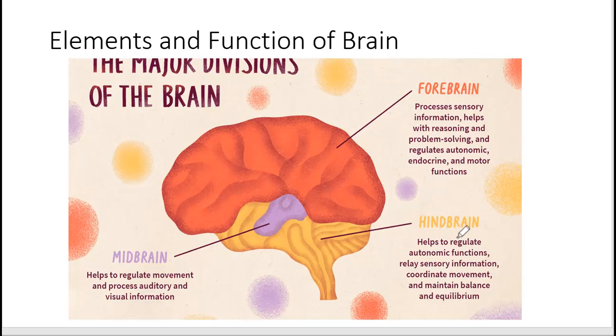Next, we have the hindbrain. Hindbrain helps to regulate the autonomic functions, relay sensory information, coordinate movement, and maintain balance and equilibrium. So hindbrain is responsible for the movement just to maintain balance and equilibrium. All right, so again, what are the three major parts of the brain? We have forebrain, midbrain, and hindbrain.